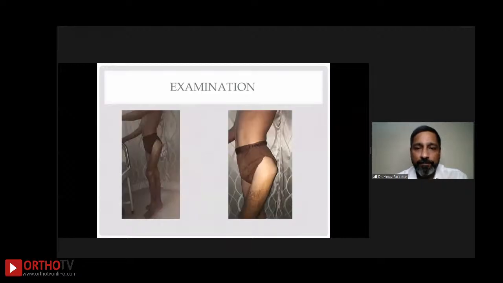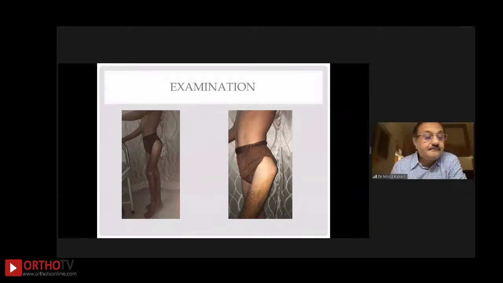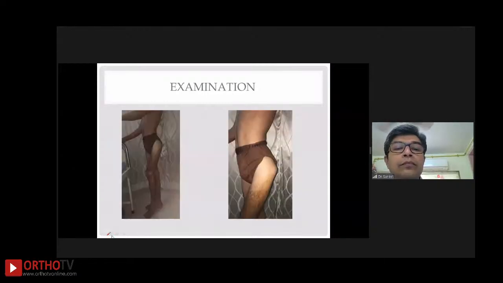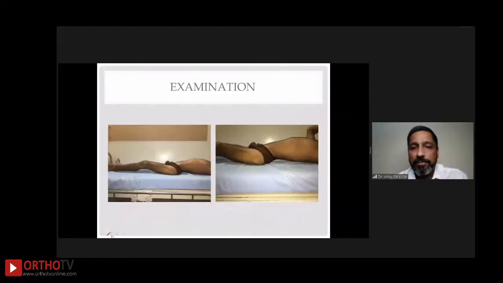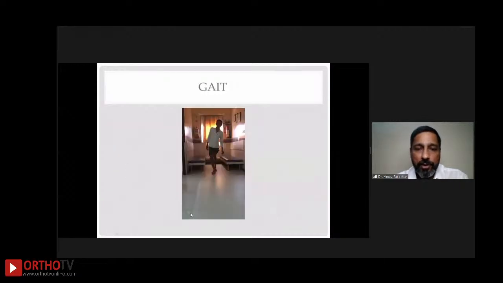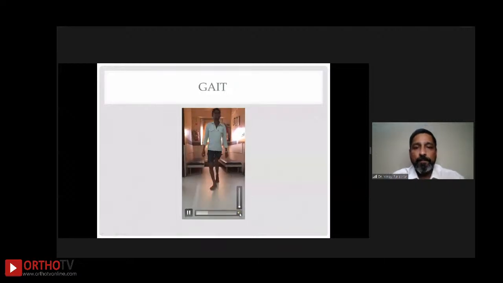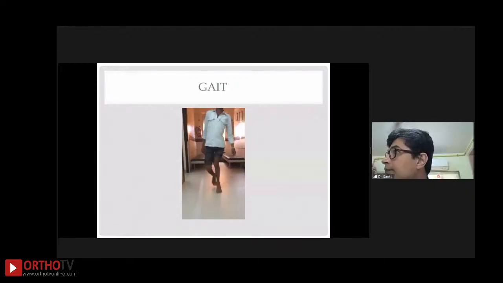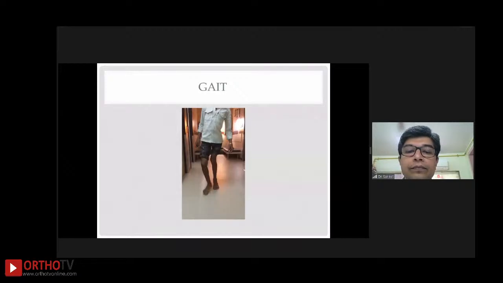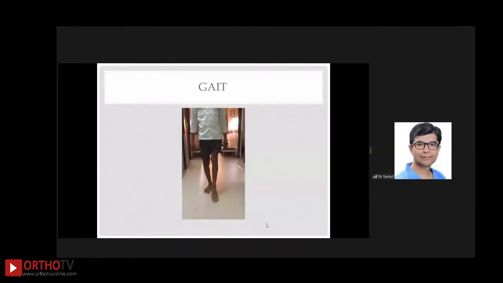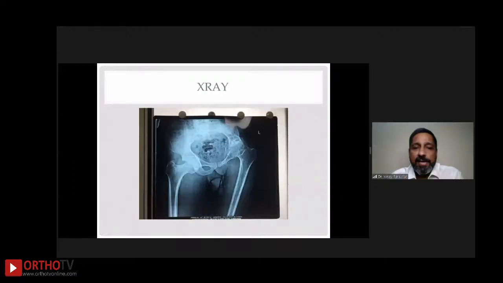You see that trochanteric swelling there? Quite a bit of shortening here. If you see, he's hardly able to put his foot plantigrade. If you see, there is exaggerated lumbar lordosis also. This is a small walking video to see how he walks. And this is the X-ray.